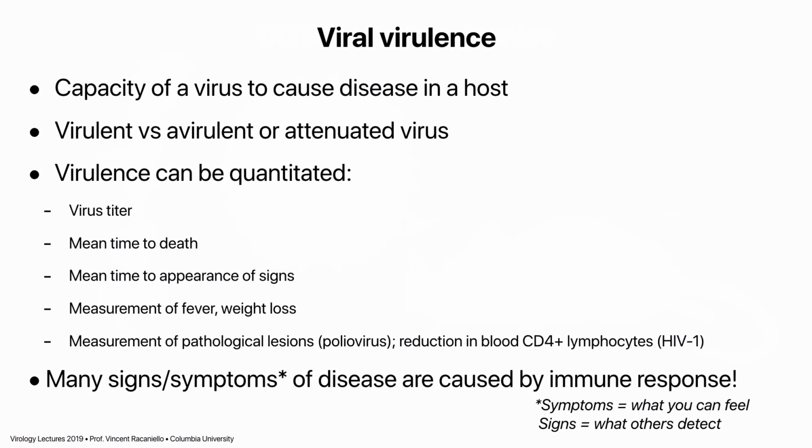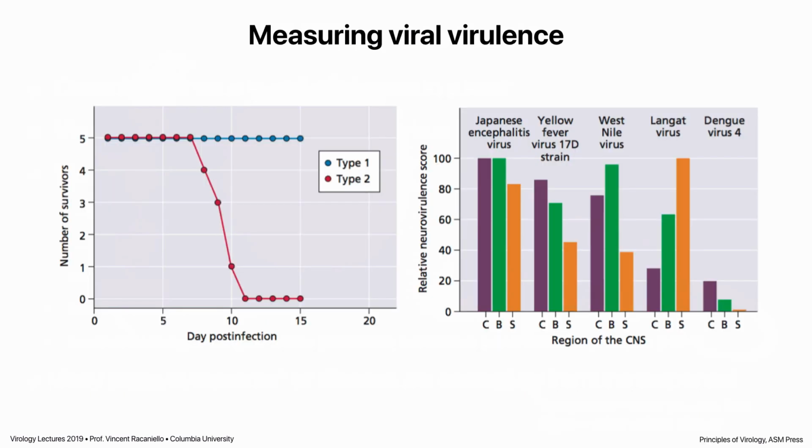A real key here is that much of the outcome of infection, the virulence, is often caused by the immune response. And you may not know that right now, but you may think that viruses are what are responsible for most of the signs and symptoms of an infection, but in fact they're not. And we'll talk a little bit about that today. It's the immune response. So here are two examples of measuring viral virulence, two different assays.